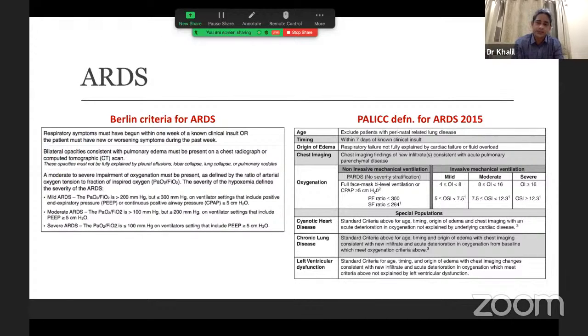And similarly, the OSI, that is the oxygen saturation index. Oxygen saturation index is your mean airway pressure multiplied by FiO2 divided by your saturation, times 100. So again, 5 to 7.5 is mild, 7.5 to 12.3 is moderate, and more than 12.3 is severe ARDS. So the basic difference between the Berlin and the PALICC definition is that it is more pediatric centric. It obviates the need for measuring the PaO2. So this we will be seeing in the next slide.